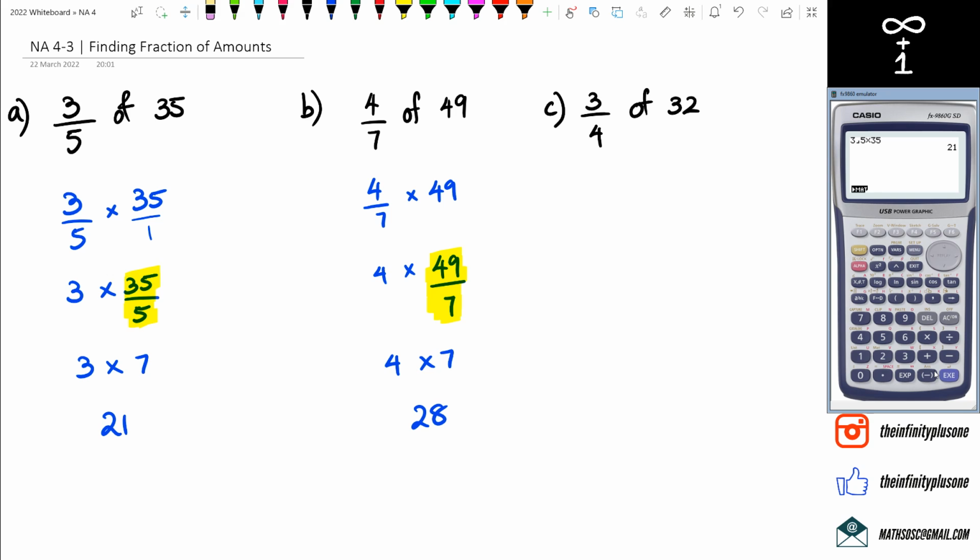So 3/4 of 32. What I'm going to do is write this as 3 over 4 times 32. And I'm going to move the 4 underneath the 32, which then gives me 32 divided by 4 is equal to 8. So what I've got is 3 times 8. And of course, 3 times 8 is equal to 24.